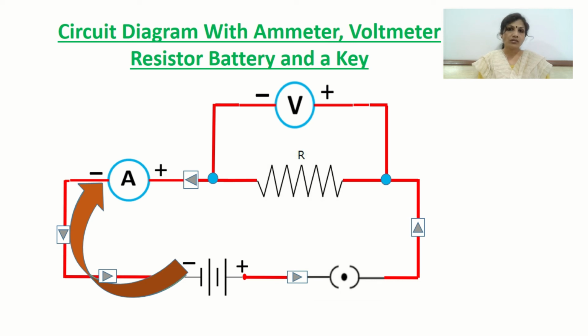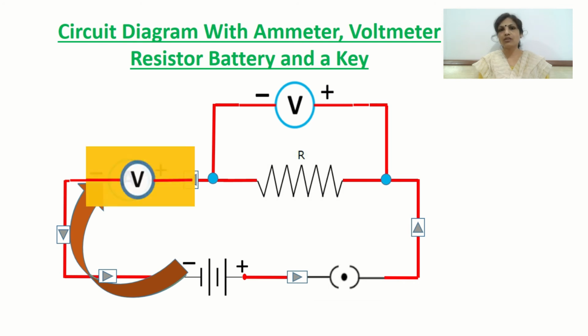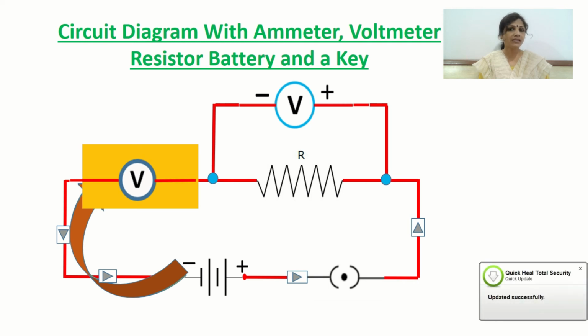Now suppose I connect the voltmeter in series with the circuit, what will happen? Because we have a rule that a voltmeter should always be connected in parallel. If you connect the voltmeter in series like this, the current will not pass through the voltmeter because I told you that the resistance of the voltmeter is very high. So when the current starts flowing from the battery, it will stop there because of the very high resistance.